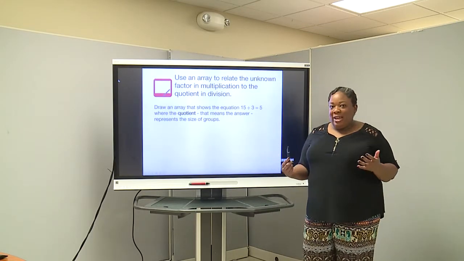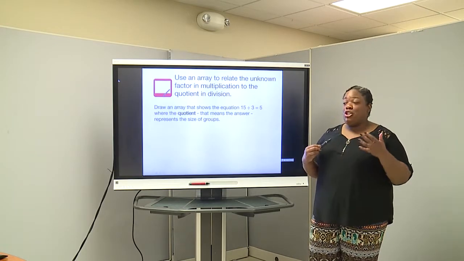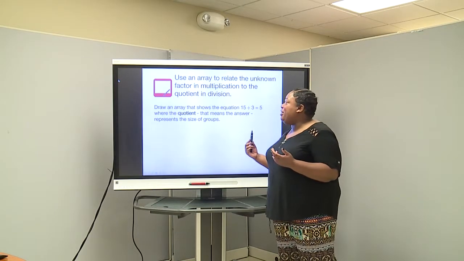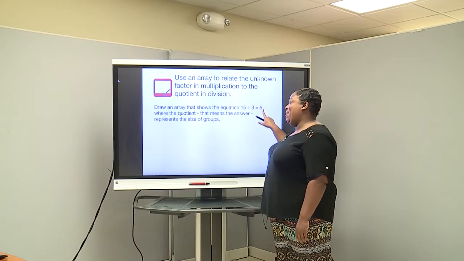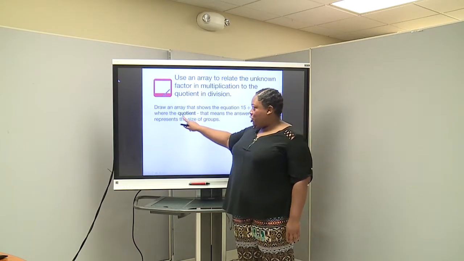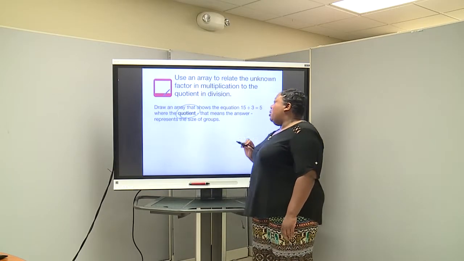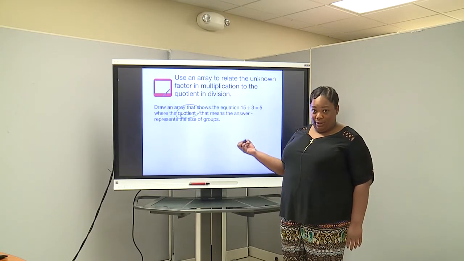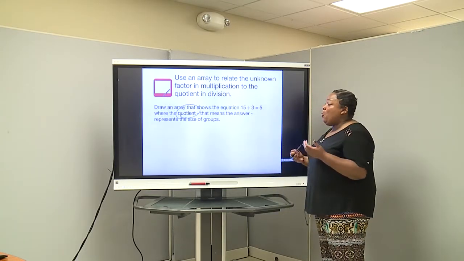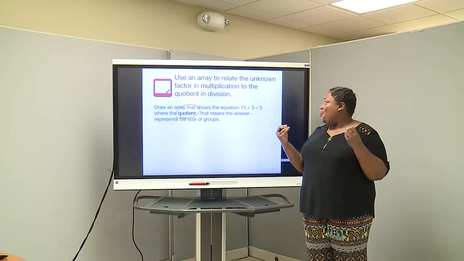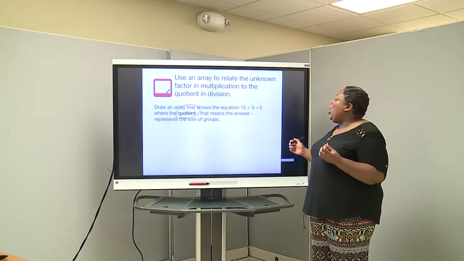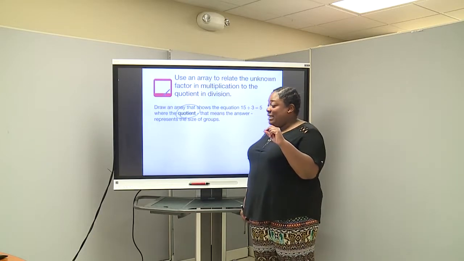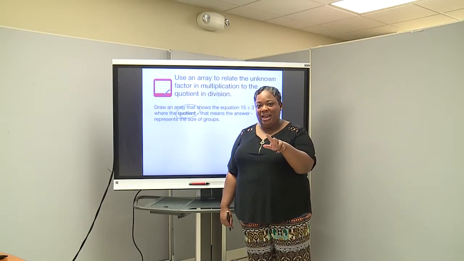Now, knowing that, let's use that information to draw our own array using a problem that they give us. It says draw an array that shows the equation 15 divided by 3 equals 5, where the quotient, that's a new word, where the quotient, that means the answer, represents the size of the groups, okay? So when we look at this problem, we really have to know what each number means, okay? So what I like to do is I like to label those numbers, okay?